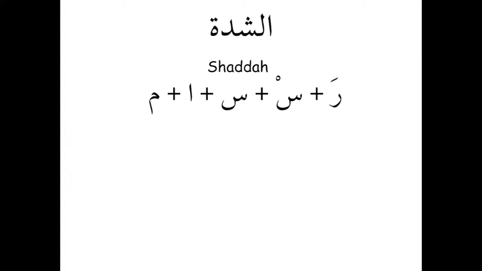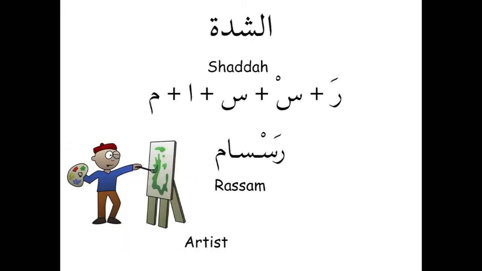Another example. Let's connect it. Ra with a fatha, sin with a sukoon, sin, followed by a long vowel alif, and then a mim. Pronounce it. Ra with a fatha is ra. Sin with a sukoon is s, and then sin with a long vowel is sa, and then a mim, m. That makes rassam, rassam, which means an artist.